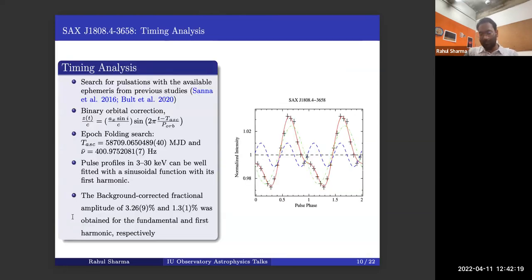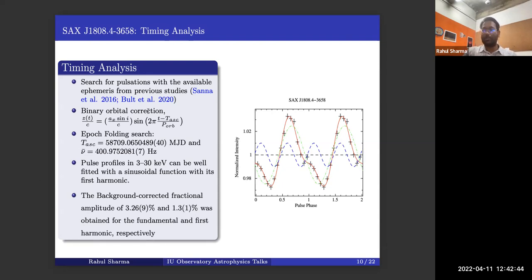As it is a millisecond pulsar, first we started with the search for the pulsation in this source. This source shows a very strong pulsation. If we do the fast Fourier transform and see the power density spectrum, it shows a clear peak around 401 Hertz. But since it is a binary pulsar, it has a binary orbit, so these pulsations are sometimes smeared out by the binary orbital motion.